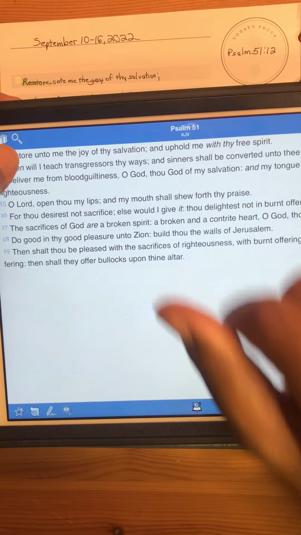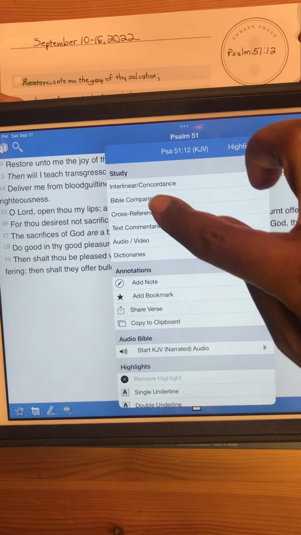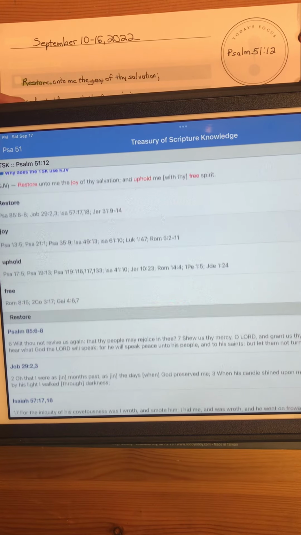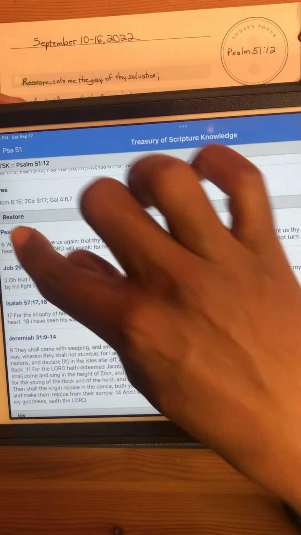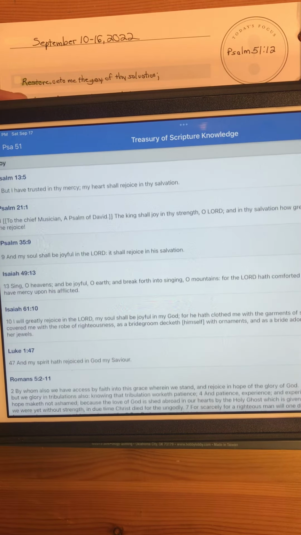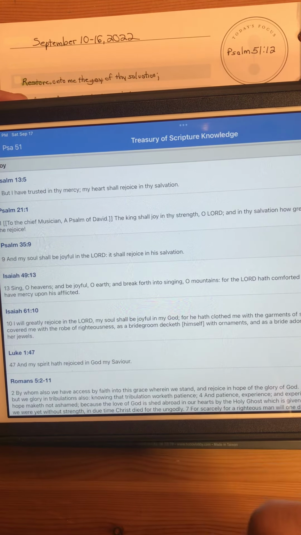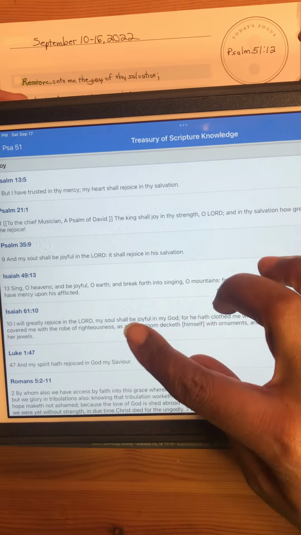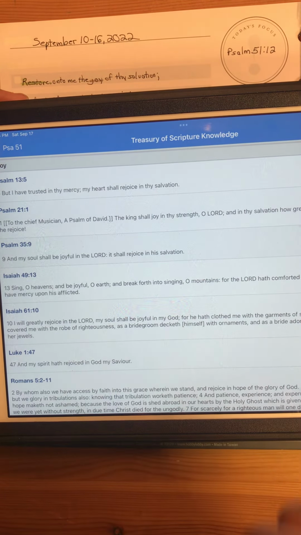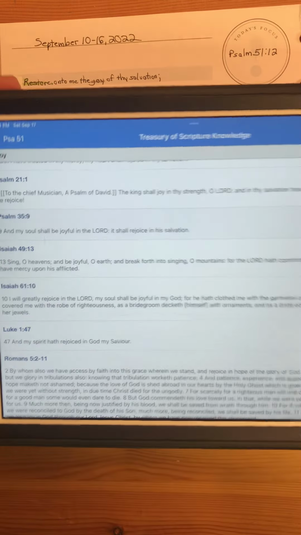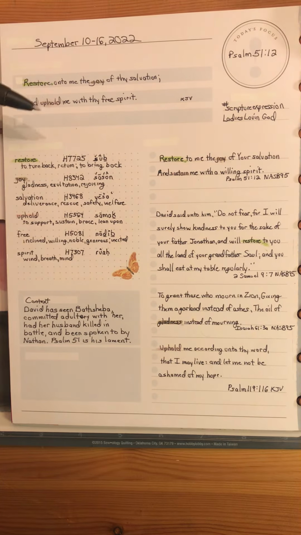Another way to do that is to tap on the verse and then tap on cross references. It shows you other places where restore is used, where joy is used, and it might not be the same English word in each of these passages, but it's that same basic Hebrew word being used. Again, that's just a way to establish cross references.